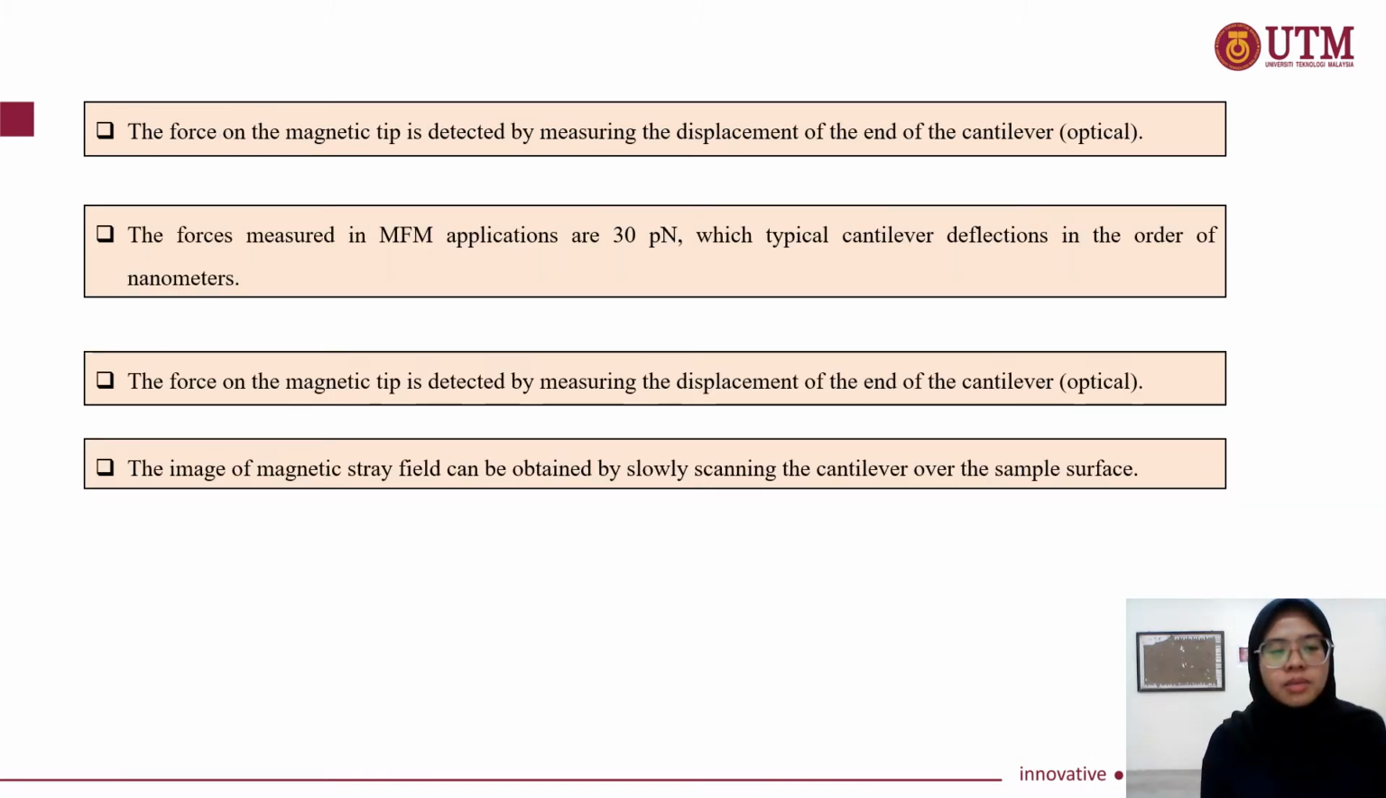Next, the basic principle of MFM is that the force on the magnetic tip is detected by measuring the displacement of the end of the cantilever. Next, the forces measured in MFM application are about 30 pN, with typical cantilever deflections in the order of nanometers. In addition, the force on the magnetic tip is detected by measuring displacement of the end of the cantilever. And lastly, the image of the magnetic stray field can be obtained by slowly scanning the cantilever over the sample surface.